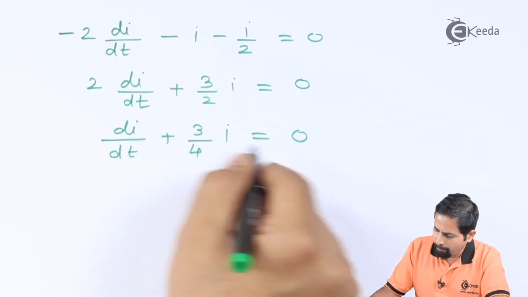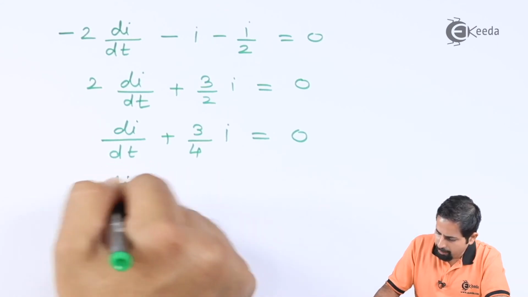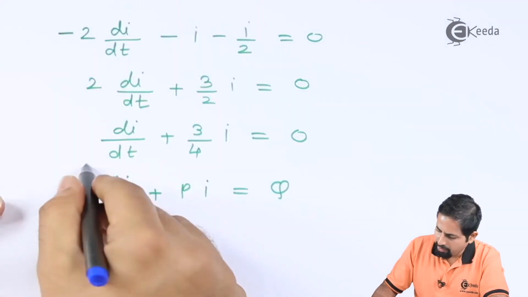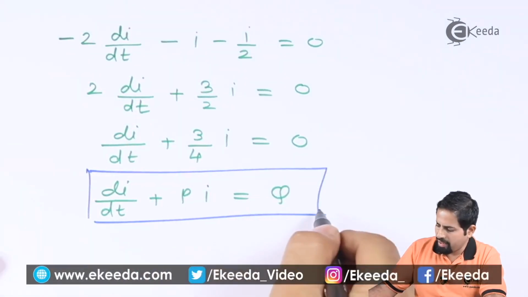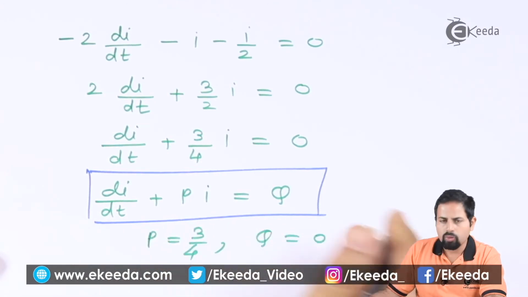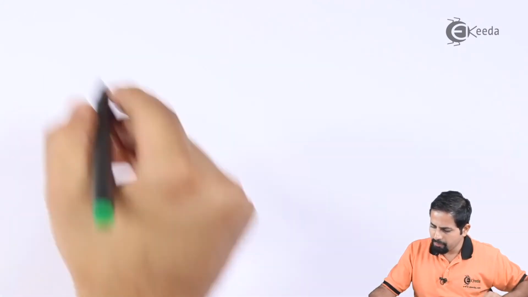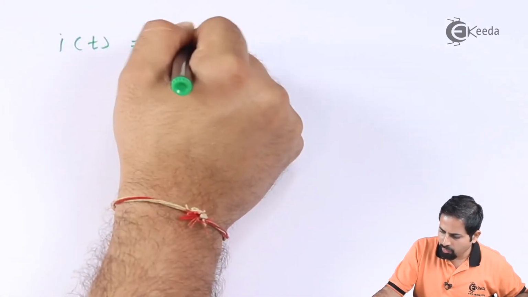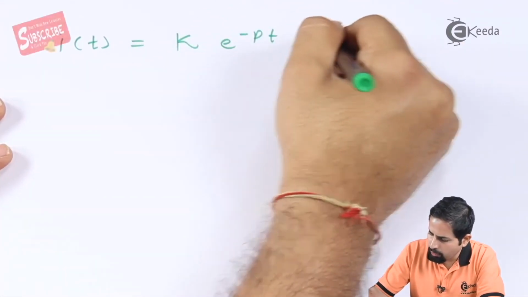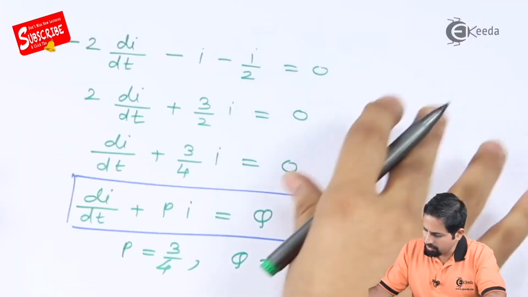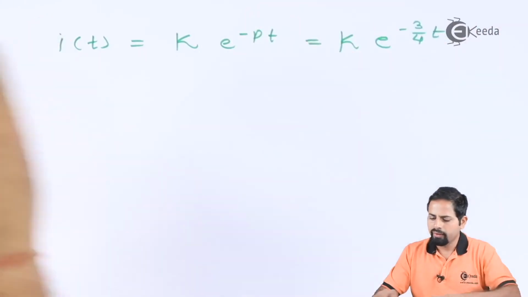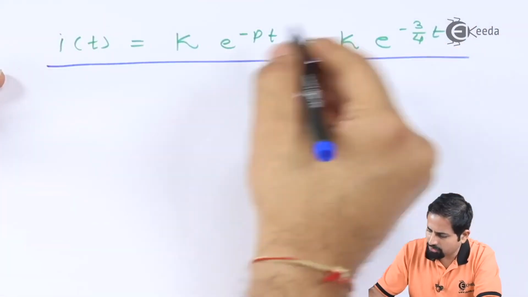Well, now if you compare this with this equation di by dt plus p into I equal to q, if you compare it with the standard equation, you can always write p equal to 3 by 4 and q equal to 0. So the standard solution for such case will be I of t equal to, we are familiar with this, k into e raised to minus pt. So that is going to be k into e raised to minus 3 by 4t, where p is nothing but 3 by 4. This is actually the general solution. So we have obtained the general solution.